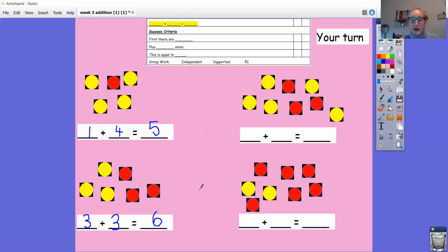So well done if you got that correct. Here we've got 3 red again, plus 5 yellow, and that is equal to 8. And the last one, we've got 6 red plus 2 yellow, and that is equal to 8. So well done if you got those correct.